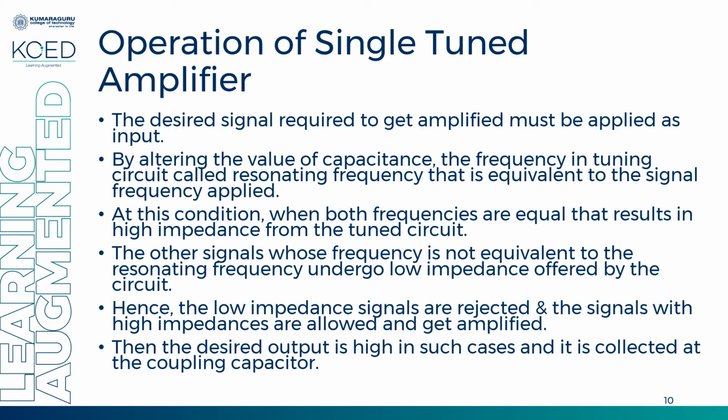Since L is fixed here in the diagram, we can vary the value of C, and when your FR, that is 1 by 2 pi root LC, is equal to your input frequency, then you're going to get the maximum value of output at the load resistor. So when am I going to get the maximum output at the load resistor? It is when my resonant frequency FR, equal to 1 divided by 2 pi into root LC, is equal to the input frequency. Then I'm going to get the maximum output available across the load resistor.